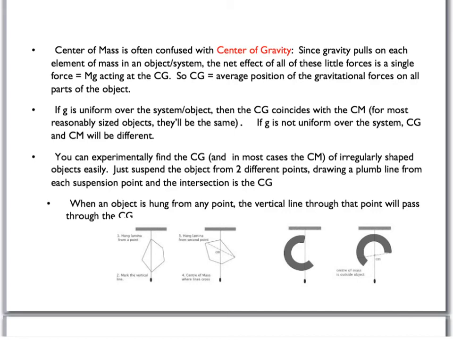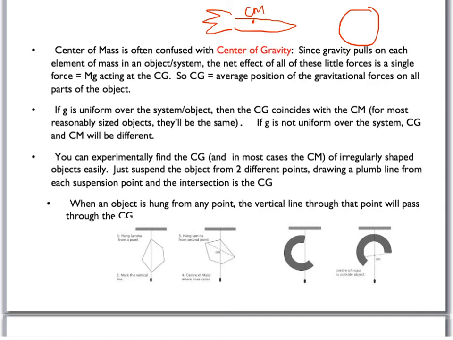But if gravity is not uniform over the system, then the center of gravity and the center of mass can be different. And let me show you just a really extreme example of what I'm talking about here. Let's say that this is the Earth. And outside of the Earth, we have a ridiculously large space shuttle. So here's our space shuttle over here. Now, because the space shuttle is so ridiculously huge, what we'd find is that maybe the center of mass of the space shuttle might lie somewhere in the middle of the space shuttle. So this might be center of mass there.